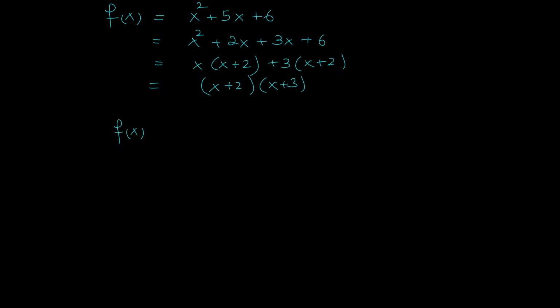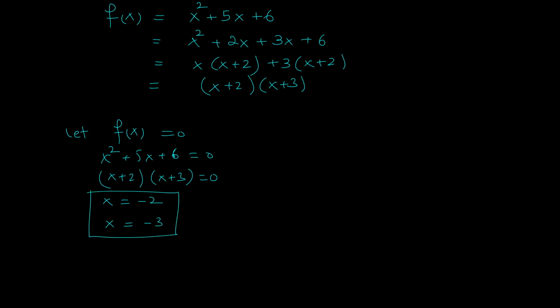If I say let f(x) equals 0, x squared plus 5x plus 6 equals 0, (x plus 2)(x plus 3) equals 0, therefore x equals negative 2, therefore x equals negative 3. These are the roots of the equation f(x) equals 0. These are the solutions of the equation. These are the x-intercepts because that's where the graph cuts the x-axis.